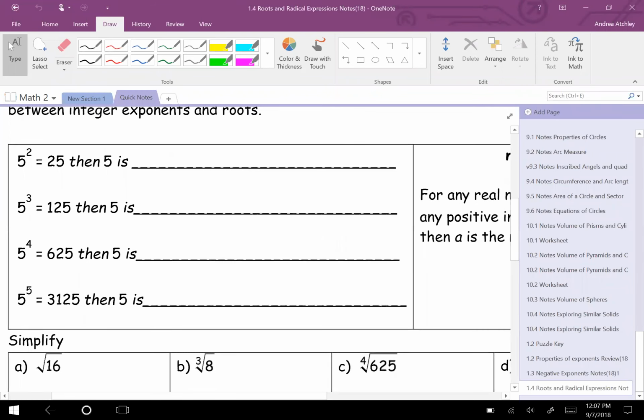5 squared equals 25. Then 5 is the square root of 25. So that basically means 5 is the square root of 25.